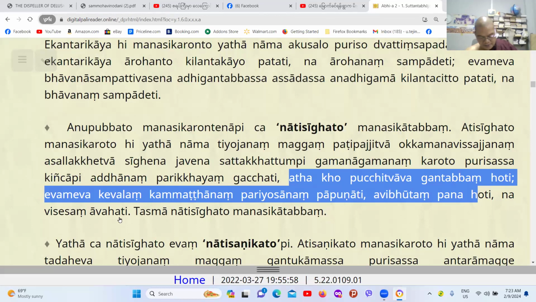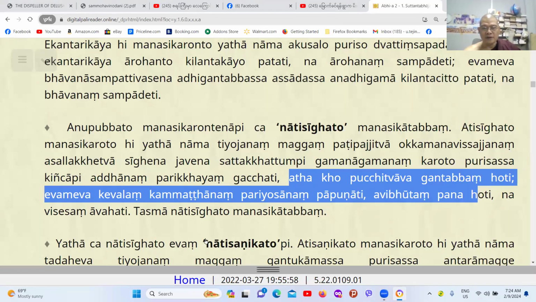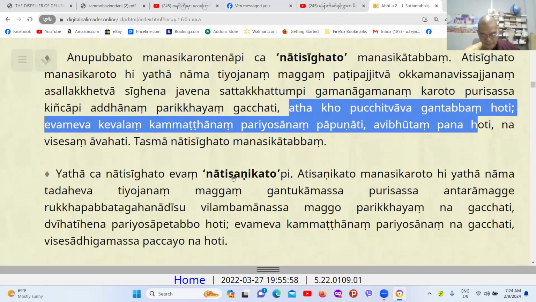So here, the parts of the body should be contemplated not too quickly. Just like one should not contemplate so quickly, one also should not contemplate slowly.